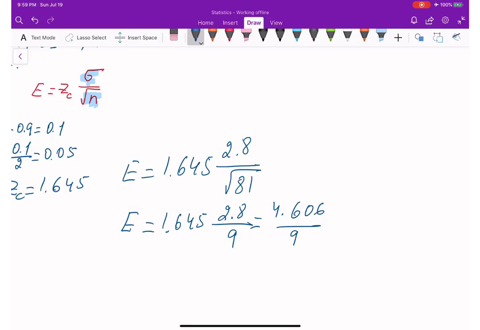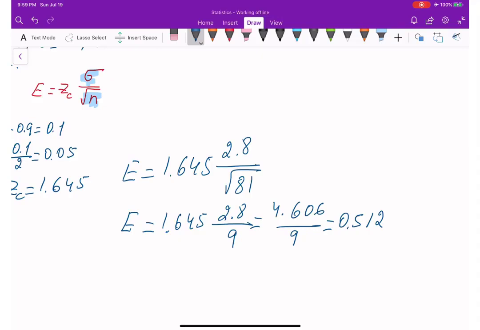All right, so how can we round it up? I would say to 3 digits, maybe 0.512 if I round it up. Okay, 0.512.